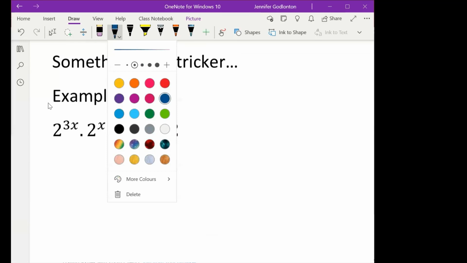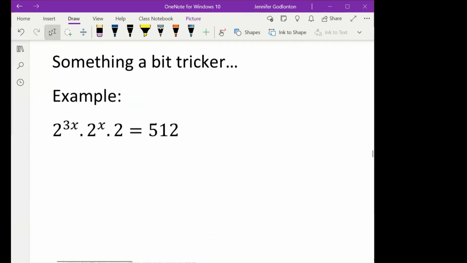There you go. All right, let's have a look at this question. So I'm going to do this one for you step by step. I'm going to show you step by step how to do this question. And then I'm going to give you one to try alone by yourself.